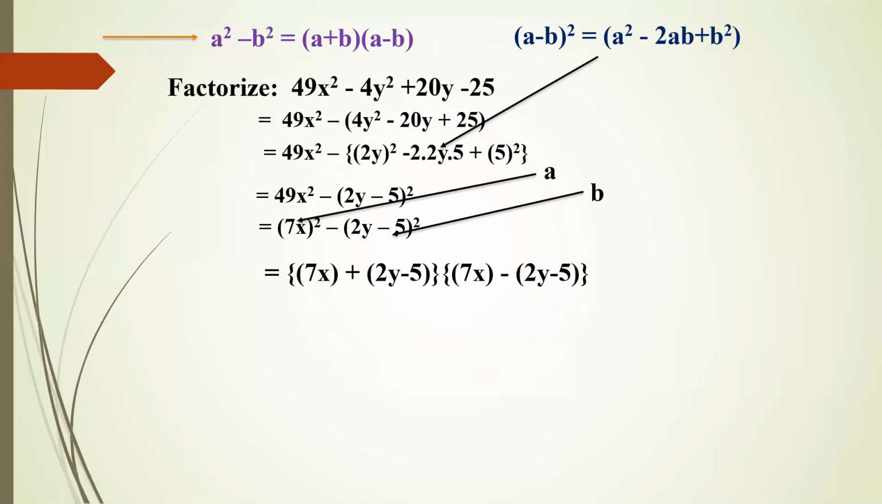Now let's keep the formula here, a plus b. So 7x is a plus 2y minus 5 is b. So that is a plus b from the first bracket. In the second bracket, 7x is a minus 2y minus 5 as b. That is in the a minus b form, right? And remember, whenever there's a minus, always keep the bracket. So now let's open the bracket. It will be 7x plus 2y minus 5. And in the second bracket, 7x minus is there. So 2y minus 5 becomes 2y plus 5.